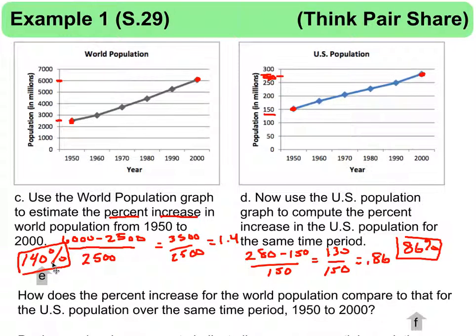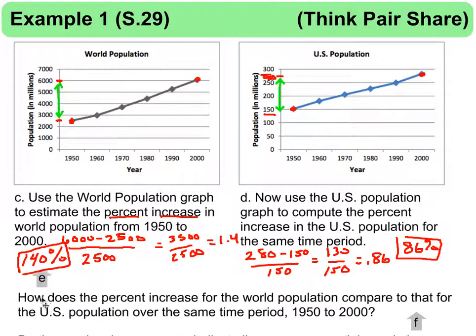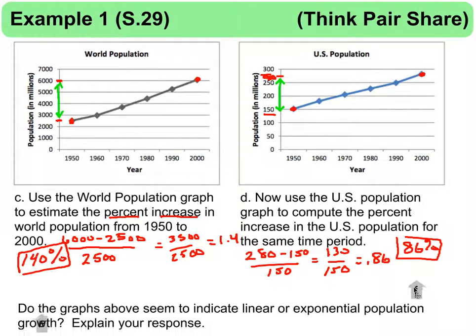So that's what question E is talking about. How does the percent of increase for world population compare to that for the U.S. population over the same period of time? And so looking at that, you can see that one only increased by 86%, the other one increased by 140%. So while the lines look like they're going up by the same rate, it's important to note that this change in vertical value here versus the change in vertical value there is different, and that can sometimes be misleading to the casual observer when they look at one of these particular graphs.